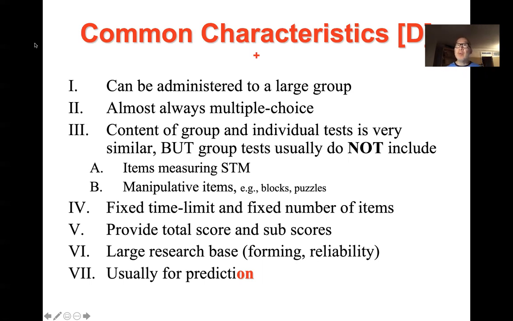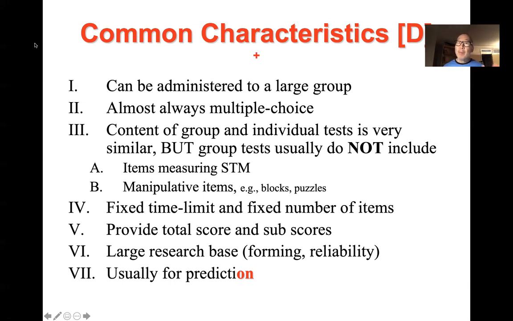Okay, first of all, they can be administered to a large group. They tend to be, as you may recall, multiple choice in nature. And so because of that, you can administer it to 100 people in a large room or to tens of thousands of people on the same day across the nation. Usually four choices, A through D as in Delta.